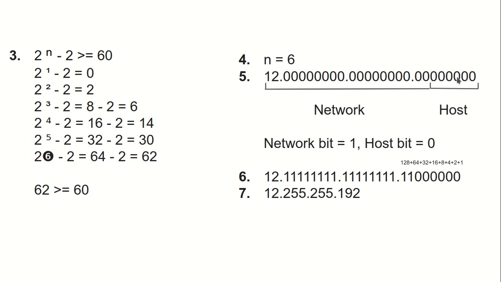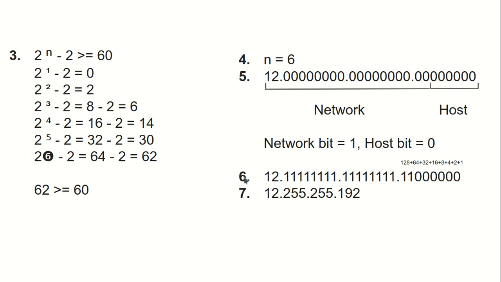1, 2, 3, 4, 5, 6. So these 6 bits will be equal to host. The 6 bits that we have gotten, we count from the right side, and once we reach the end, these bits will be equal to host, and after that all the remaining bits will be equal to network. So now the network bit will be equal to 1 and the host bit will be equal to 0.